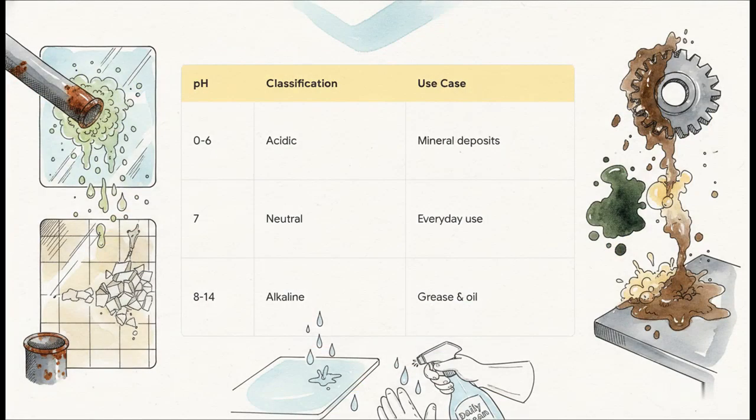Leveraging the pH scale allows professionals to precisely match the chemical weapon to the contaminant. Acidic cleaners, those falling between 0 and 6 on the scale, are your go-to for inorganic soils. We're talking mineral scale, hard water stains, and rust. Conversely, alkaline cleaners, which range from 8 up to 14, are strategically deployed against organic soils. This means your heavy industrial grease, oils, and protein-based dirt. And for safe daily maintenance on unsoiled general surfaces, you utilize neutral cleaners sitting perfectly at pH 7 to prevent any surface degradation over time.